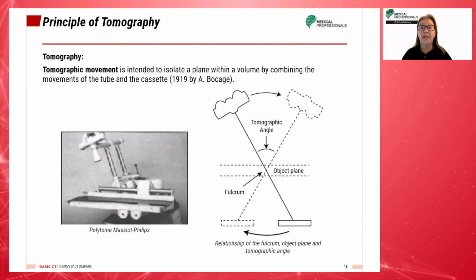Tomographic movement is intended to isolate a plane within a volume by combining the movements of the tube and the image receptor. Tomography was often used in diagnostic radiography to visualize the layers of the kidney.